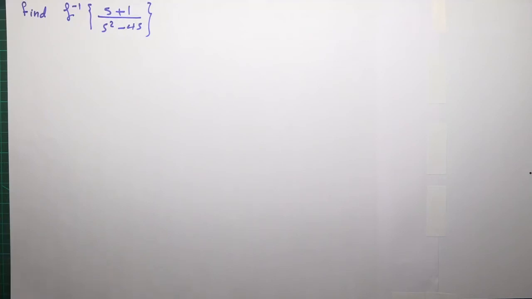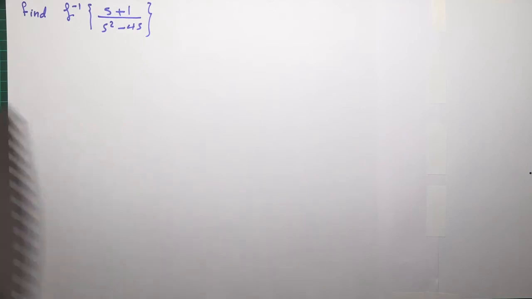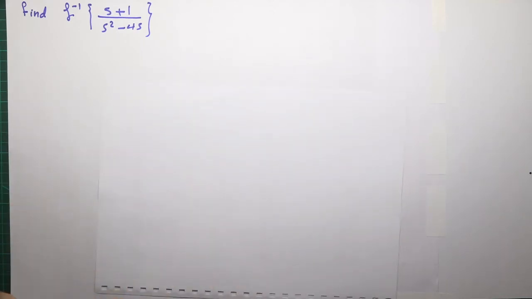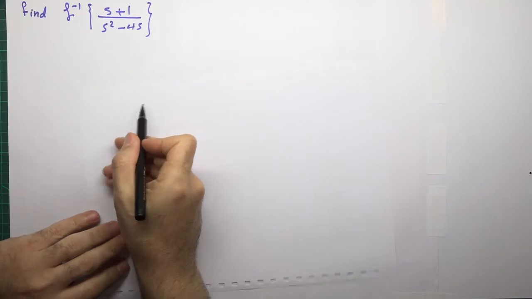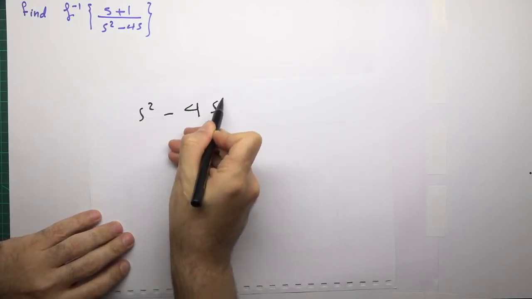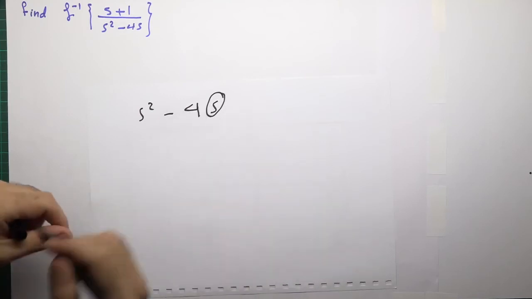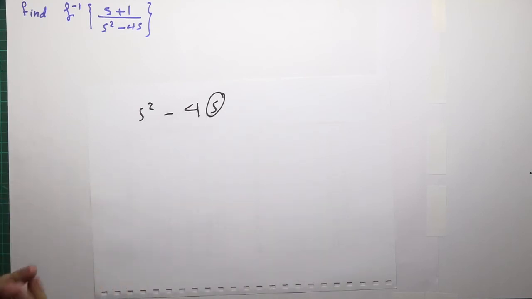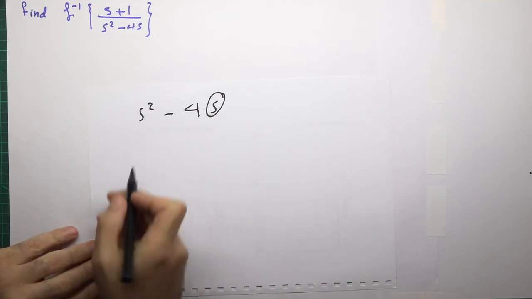In this video, my dear ones, we will find the inverse Laplace transform of s plus 1 over s squared minus 4s. We said that this denominator is distinctive, this quadratic, s squared minus 4s. The existence of this s indicates that we have to use one out of two methods.